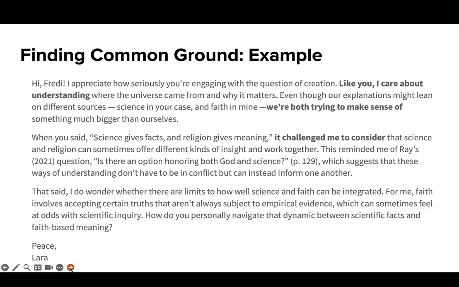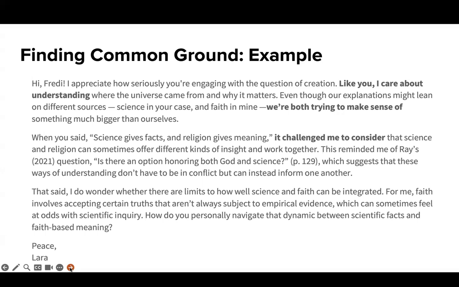So you can see I've got some words bolded here, and these are the phrases that are showing that the writer of this paragraph is trying to find common ground with Freddie. Like you, I care about understanding. So they're both seeking common knowledge. And again, we're both trying to make sense of. That's another area where they're trying to both understand this together.